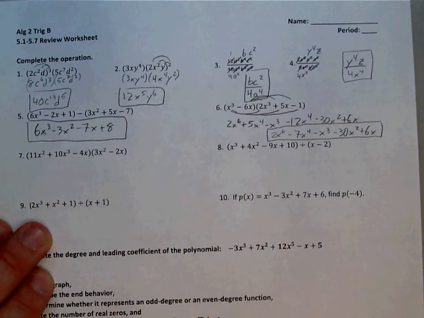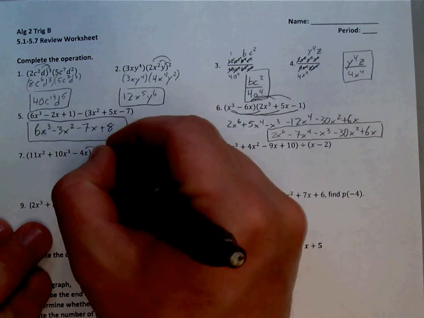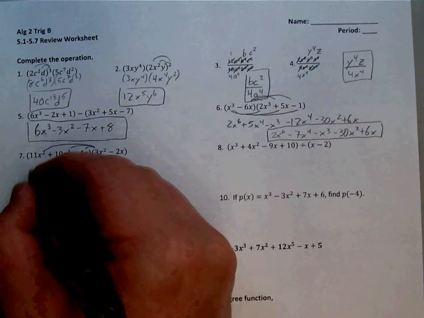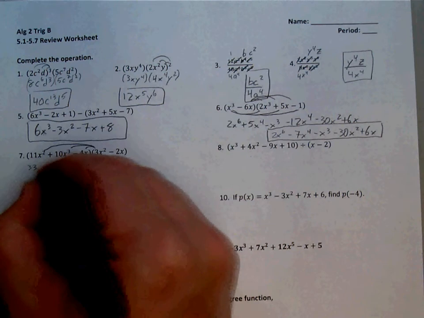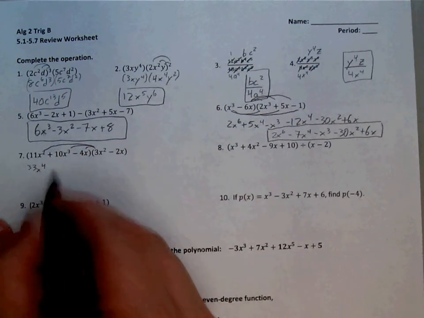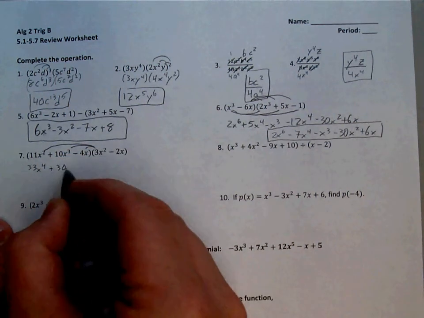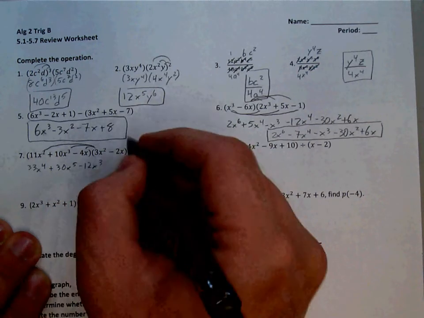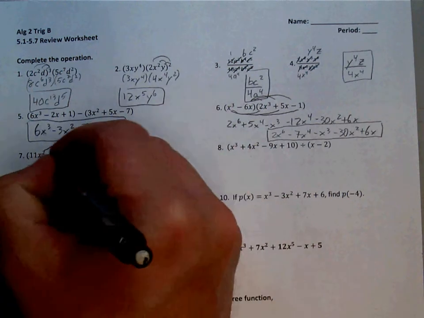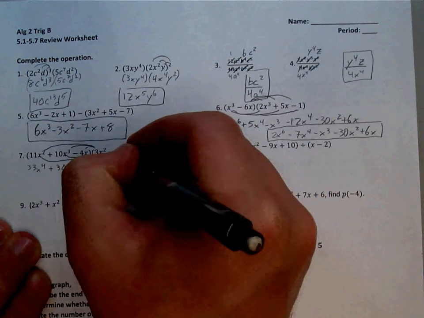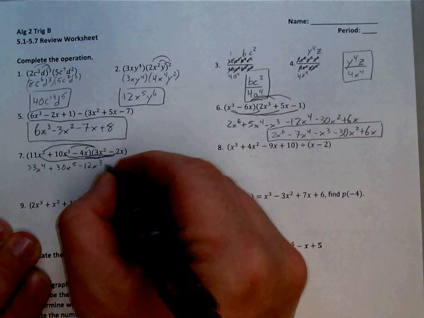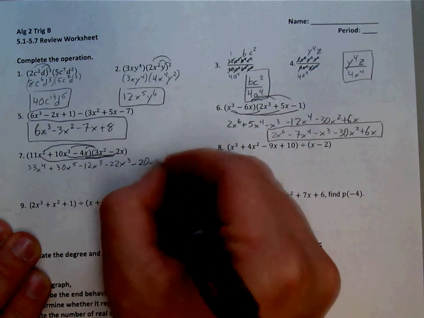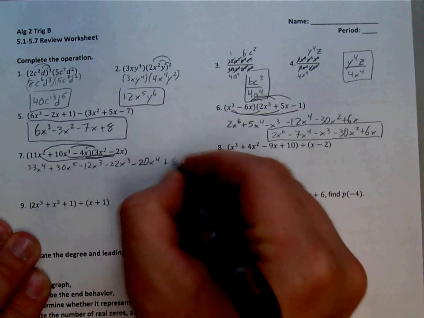Number 7, gonna have to distribute. Take and distribute that 3x squared throughout. So 33x to the 4th plus 30x to the 5th minus 12x to the 3rd. And now distribute the negative 2x throughout. So get negative 22x to the 3rd minus 20x to the 4th plus 8x squared.